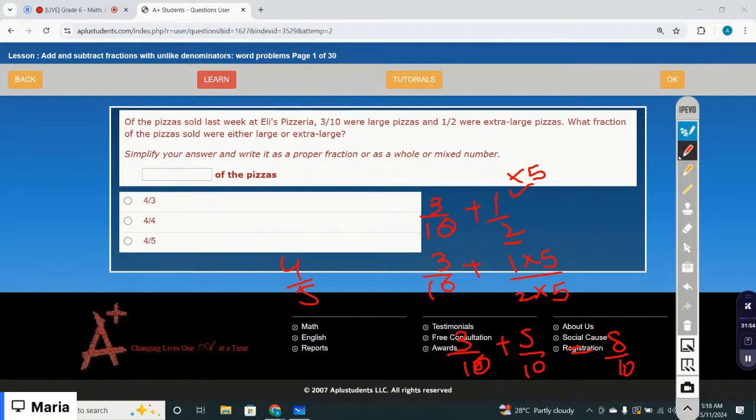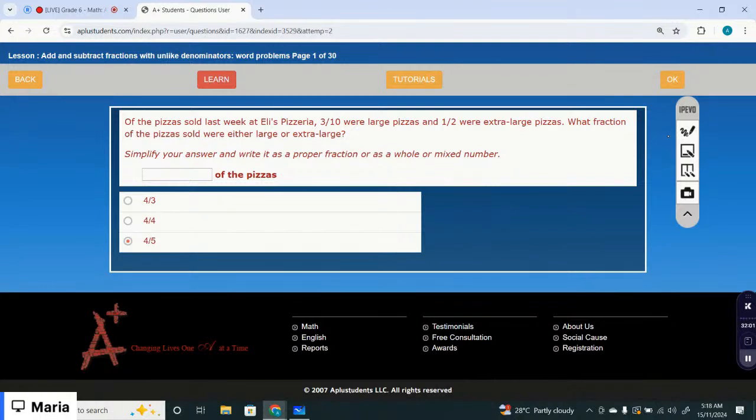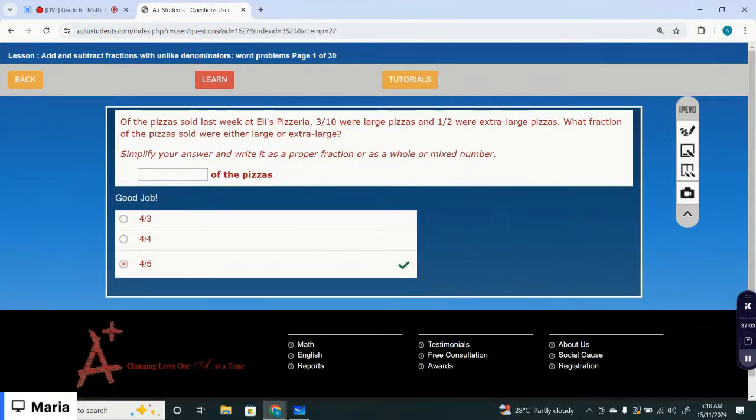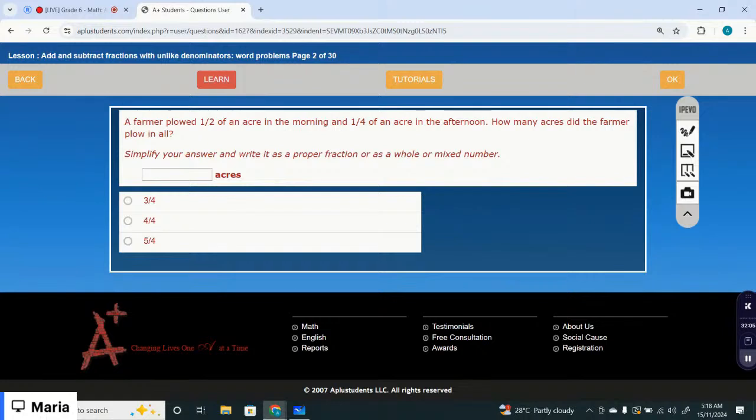Okay, let's just move on to next one. A farmer plowed half of an acre in the morning and one-fourth of the acre in the afternoon. How many acres did the farmer plow in all? So, which is the correct option? You have to add half and 1 by 4. So, which is the correct option?